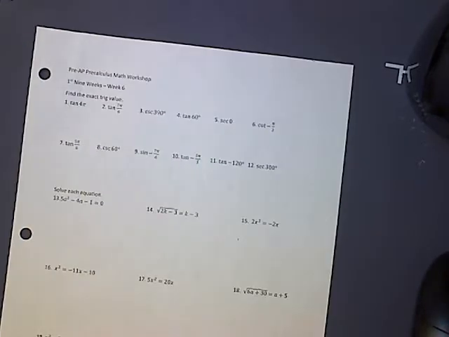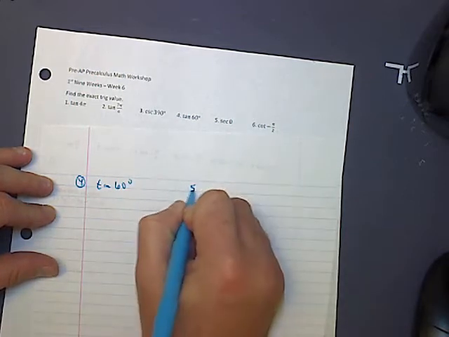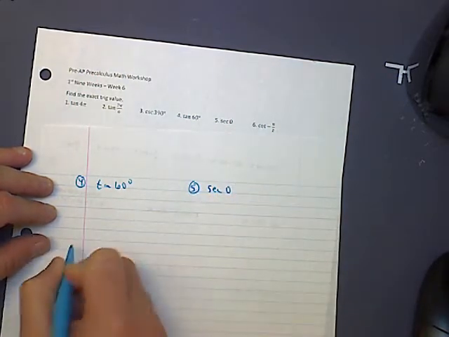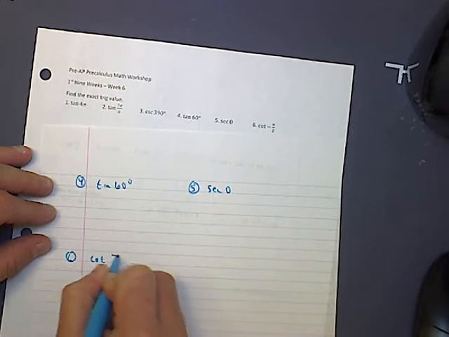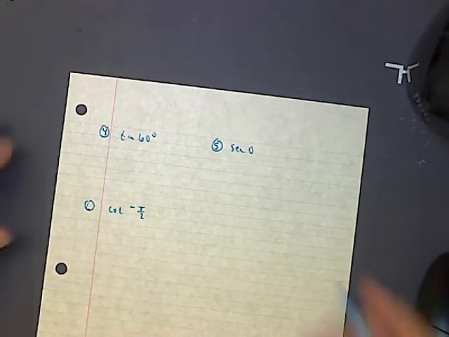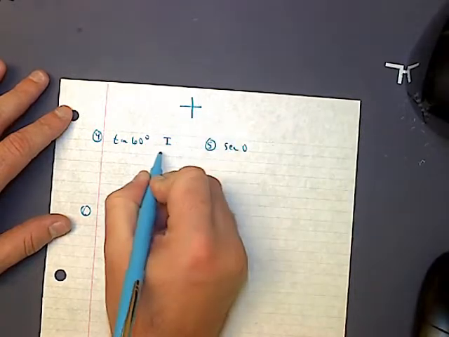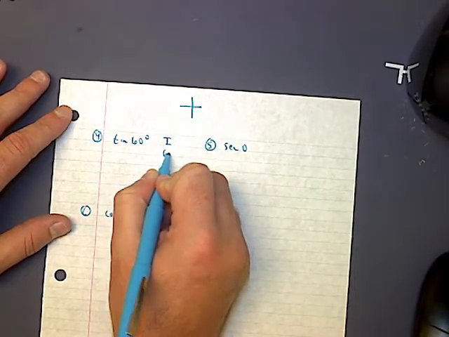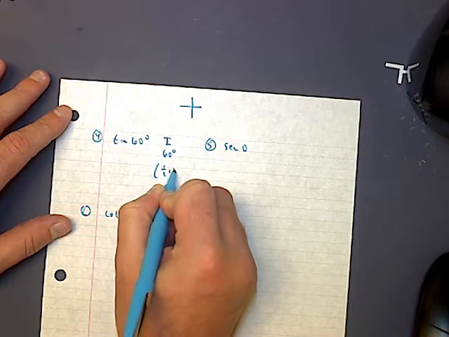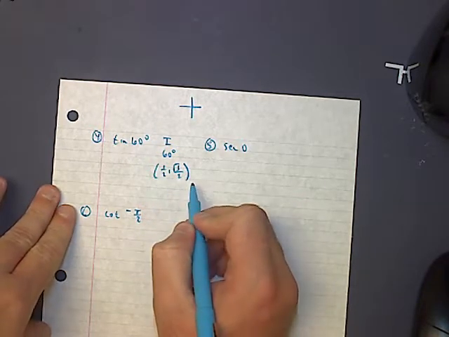All right, so let's look at number 4. I'm going to write it on notebook paper so you can see it. Tangent of 60, that is in quadrant 1. The reference angle is 60 since it is in quadrant 1. Cosine is 1 half and sine is square root of 3 over 2. Since it's in quadrant 1, they are both positive.